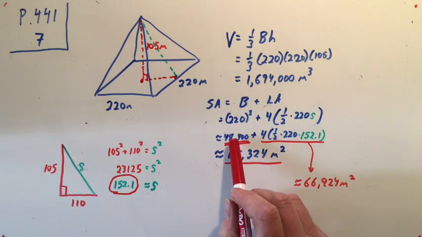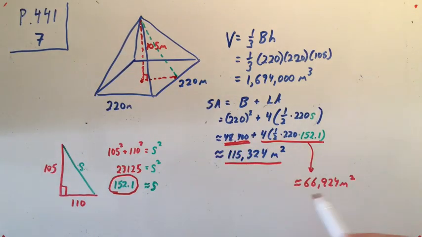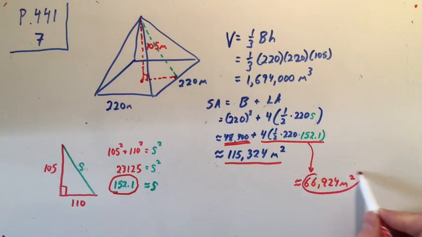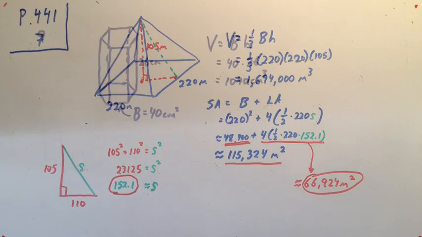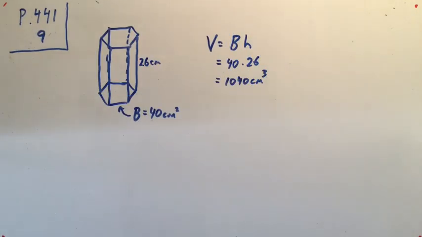but if we don't include the base area, then that surface area is going to be this. If we do include that base area, which is on the ground, and therefore it's maybe debatable whether or not it counts towards the surface area. Okay, if we do include it, then we end up with 115,324 square meters.